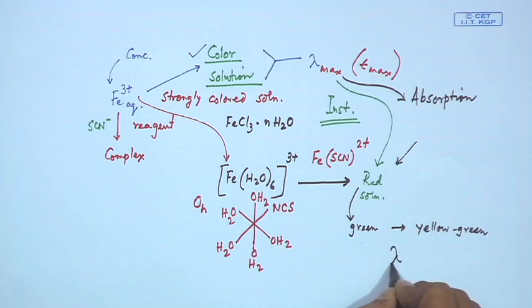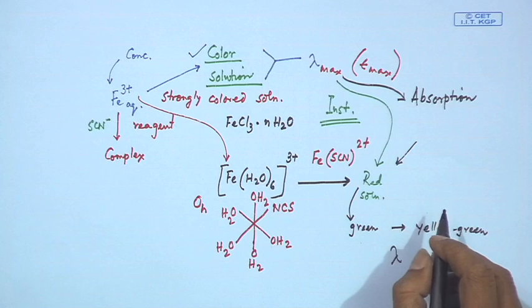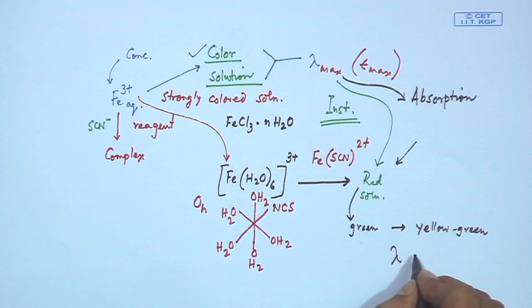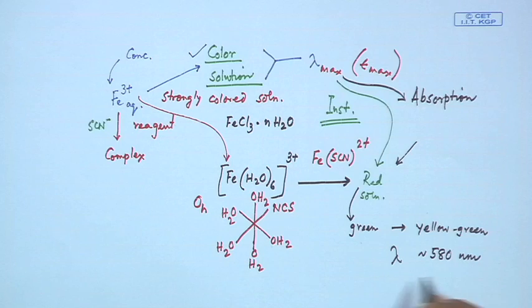That is why you know the lambda now. So, lambda will be in the range of 580 nanometer. So, 580 nanometer we get.